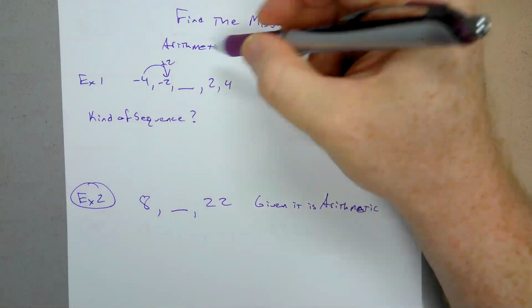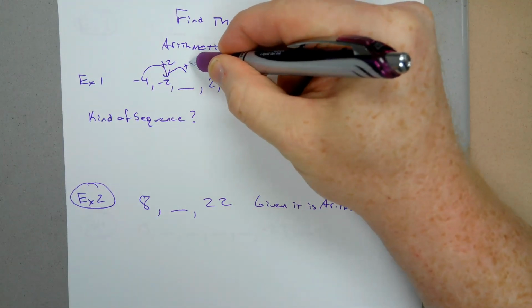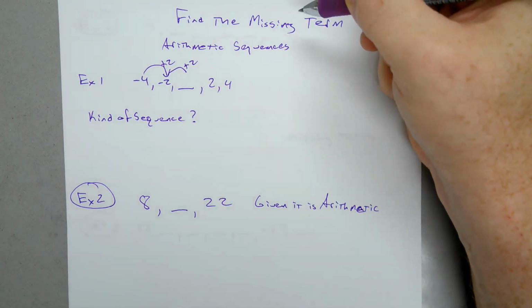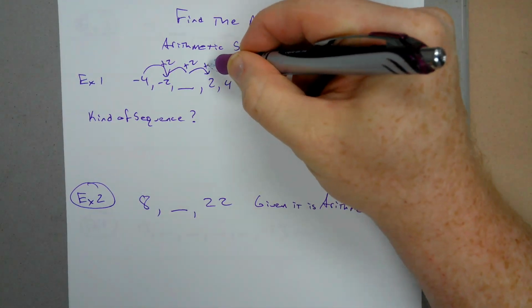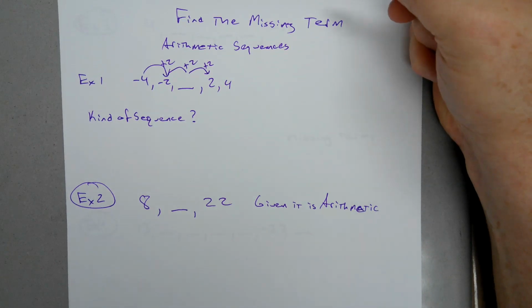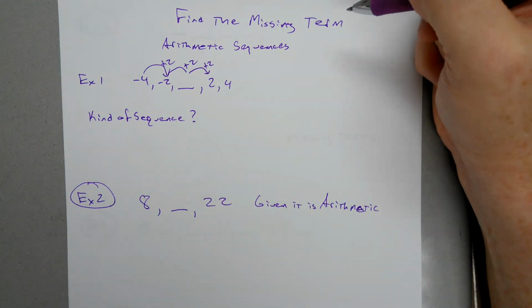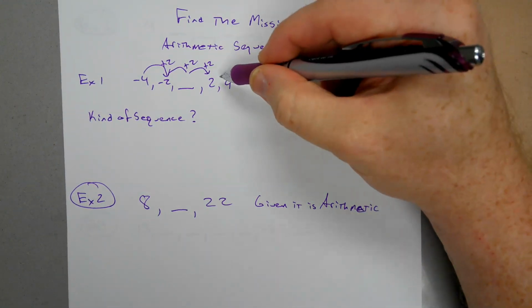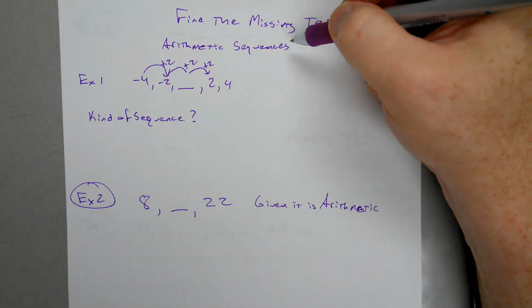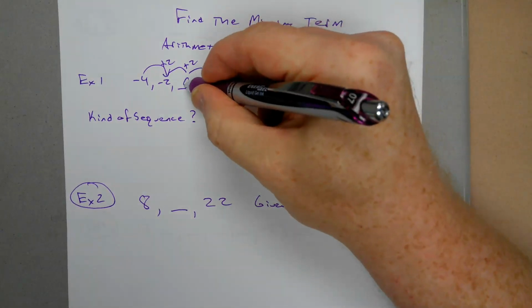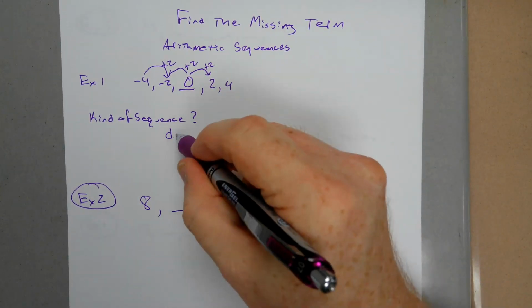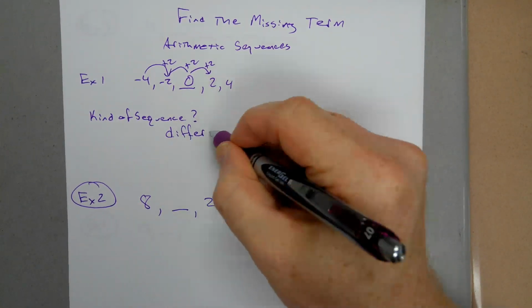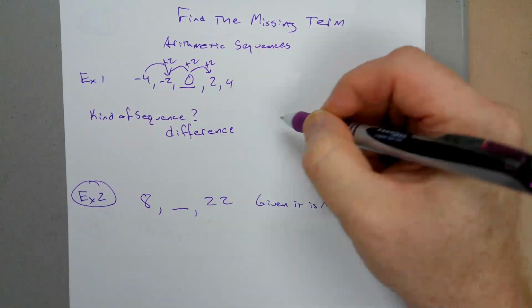And if we were to do that again, we would get 0. But to make sure I'm right, let's make sure that adding 2 again would give me the next number. 0 plus 2 is 2. So that definitely confirms to me that this is an arithmetic sequence, and the common difference is 2.